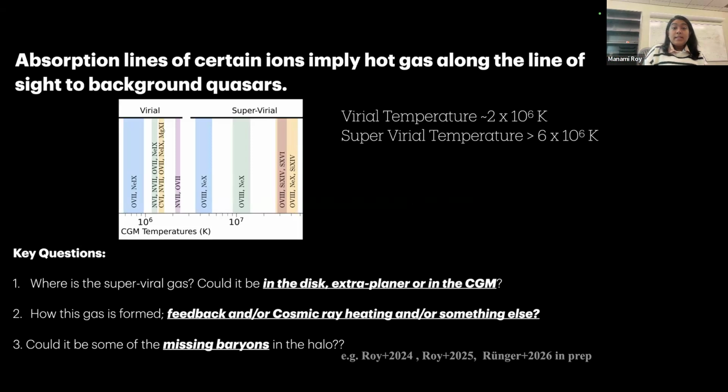Now, my student and I are interested in this very recently detected supervirial phase. By looking at X-ray absorption lines from Chandra, and also by looking at idealized and cosmological simulations, we are trying to understand key questions about this phase: where is the supervirial gas located, in the disk, the extraplanar region, or the CGM? And how is this gas formed, because it is heated to such a high temperature? Was it because of feedback like AGN feedback or stellar feedback? Is it from cosmic ray heating, or is something else going on here? And could it be some of the missing baryons in the halo?